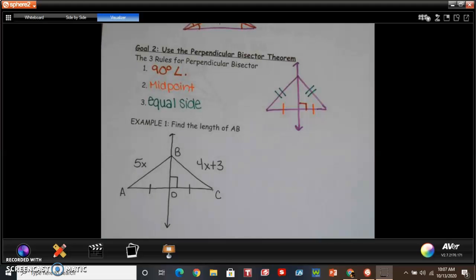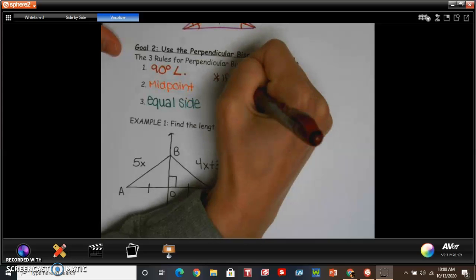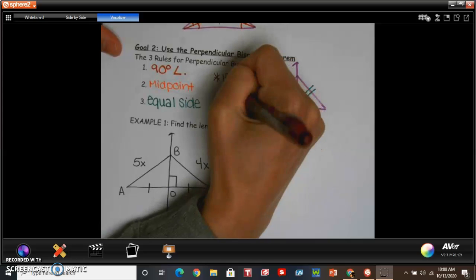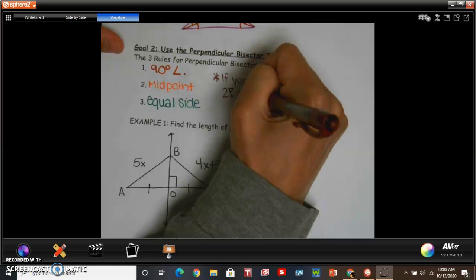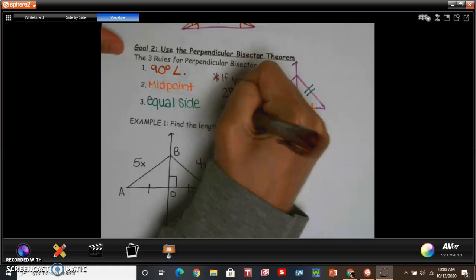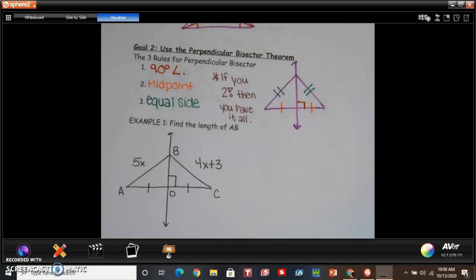And here's the main rule, what you need to remember about all of this. If you have any combination of 2 of the following 3 options, then you have it all. As long as you have 2 of these, you're guaranteed to have it all. And if you have it all, you have a perpendicular bisector. So remember, if you have 2, you have it all. So let's look at example 1.